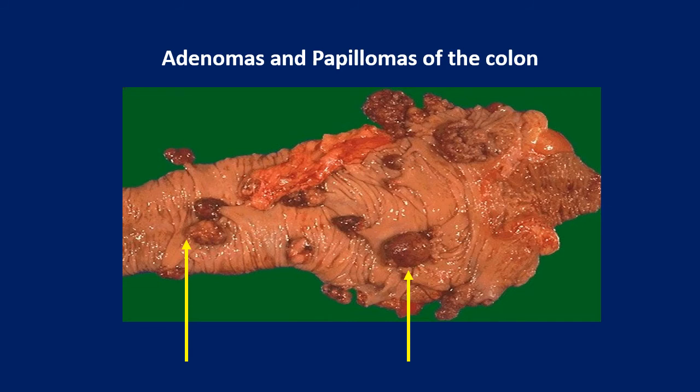This is an example of adenoma and papilloma of the colon. There are finger-like projections here arising from the colonic epithelium. We call it papilloma. And also we can call it adenoma, because the epithelium here is glandular epithelium, mucus-secreting glandular epithelium.